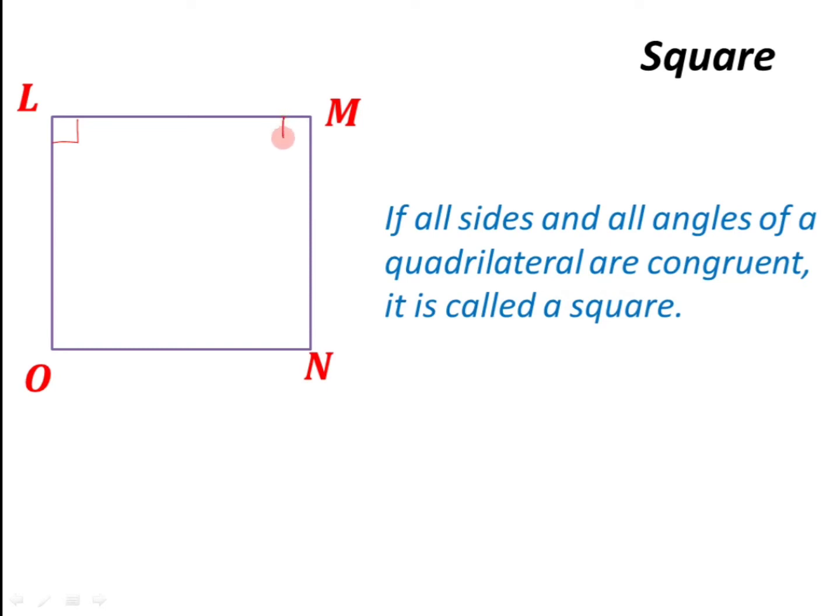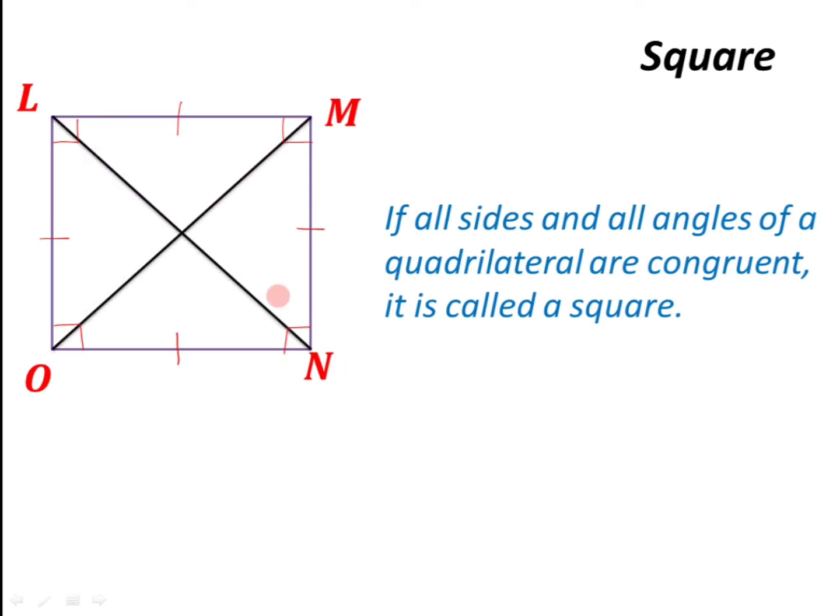That means for this quadrilateral, all the four angles must be right angles, so that all the four angles are congruent. And for this quadrilateral, if all the four sides are also congruent, that is LM is congruent to MN, which is congruent to ON, which is congruent to LO. If it is so, then we say that quadrilateral LMNO is a square.